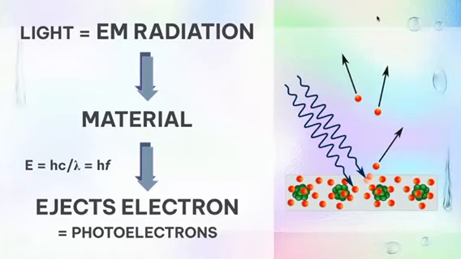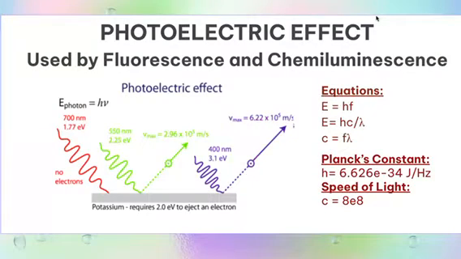To go deeper into this, we must look at the photoelectric effect. Fluorescence and chemiluminescence both use this effect, which is the emission of electrons when EM radiation or a photon hits a material. Electrons emitted in this manner are called photoelectrons. E is the energy of the photon that's absorbed or emitted. This is equal to h, the Planck's constant, multiplied by the frequency of the photon.